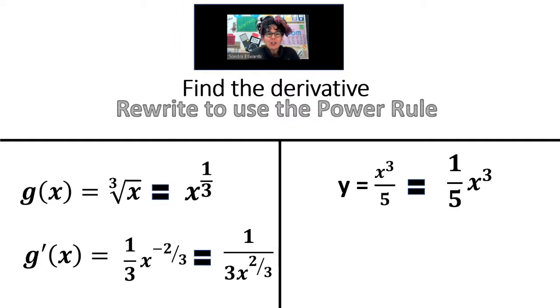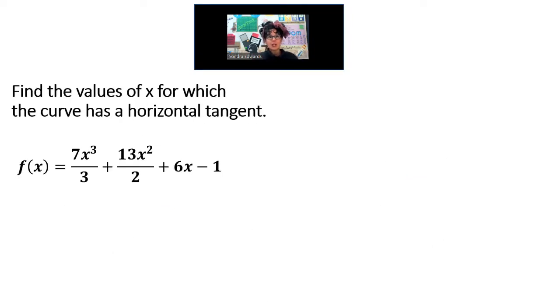Okay, now I can use the power rule. So the exponent 3 moves to the front, so I'm going to have 3 times 1/5, which is 3/5, and then subtract 1 off the exponent, so it'll be to the second power. This time I went with y prime for the notation for derivative, so y prime equals 3/5 x to the second power.